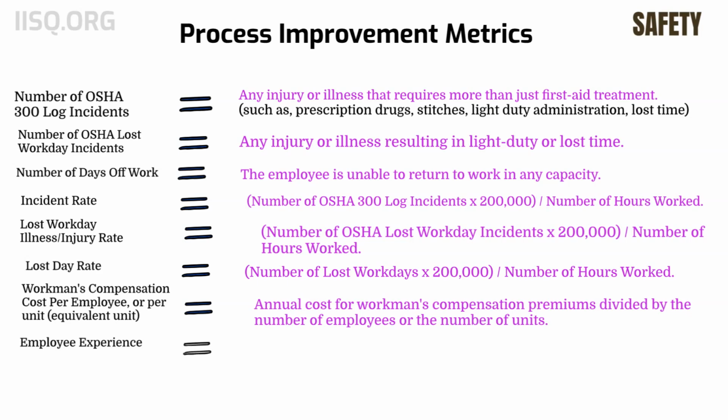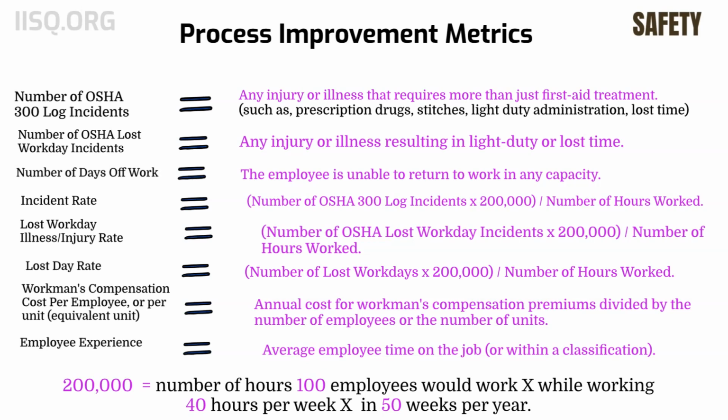Here, the 200,000 figure in the formula represents the number of hours 100 employees would work, while working 40 hours per week in 50 weeks per year. This provides the standard base for calculating incidence rate for an entire year.